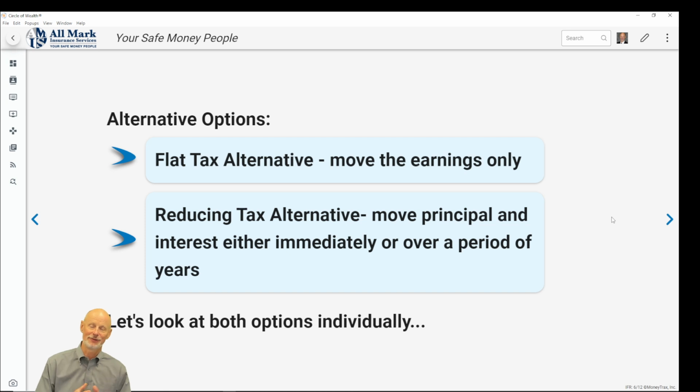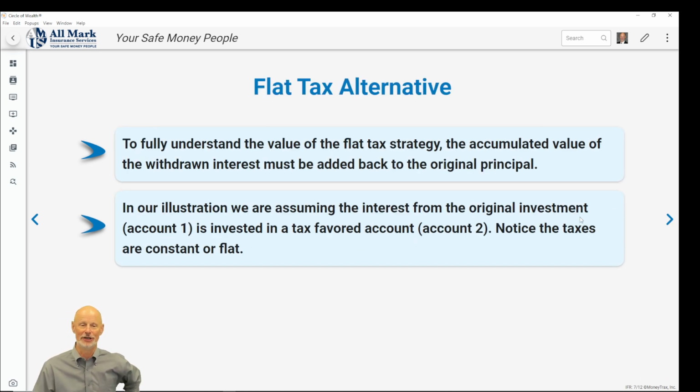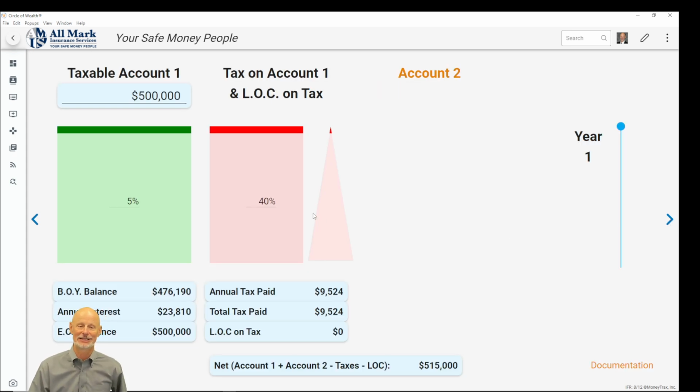So if we use a flat tax alternative and move the earnings only, in other words, take the earnings out of the account and use that to pay the taxes, or we reduce the tax alternative by moving principal and interest either immediately or over a period of years, let's look at those two options. So for starters over here, you fully understand the value of flat tax strategy. The accumulation value, the withdrawn interest must be added back into the original principal. So we're going to look at this in two different scenarios here. So let's start off here.